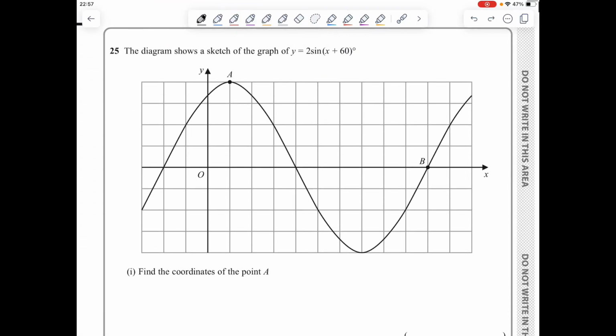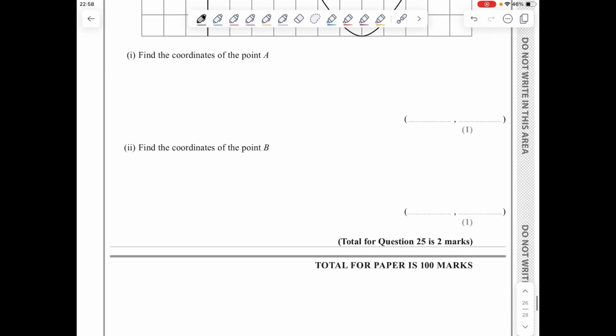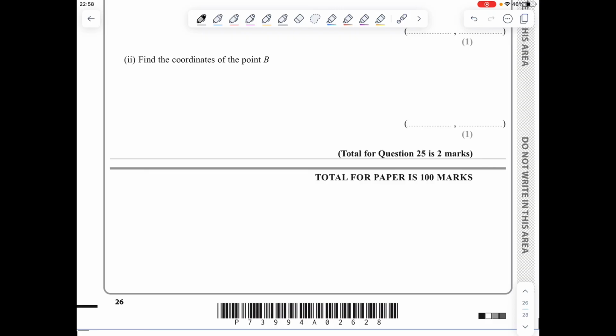In question 25, I have two transformations on the sine graph. I have the plus 60, which is a translation by 60 units to the left. And I have the times 2, which is a stretch by a scale factor of 2 along the y-axis. In order to be able to make a comparison, I'll need to have a look at the original one. So let's go to the bottom of the page and have a look at it.